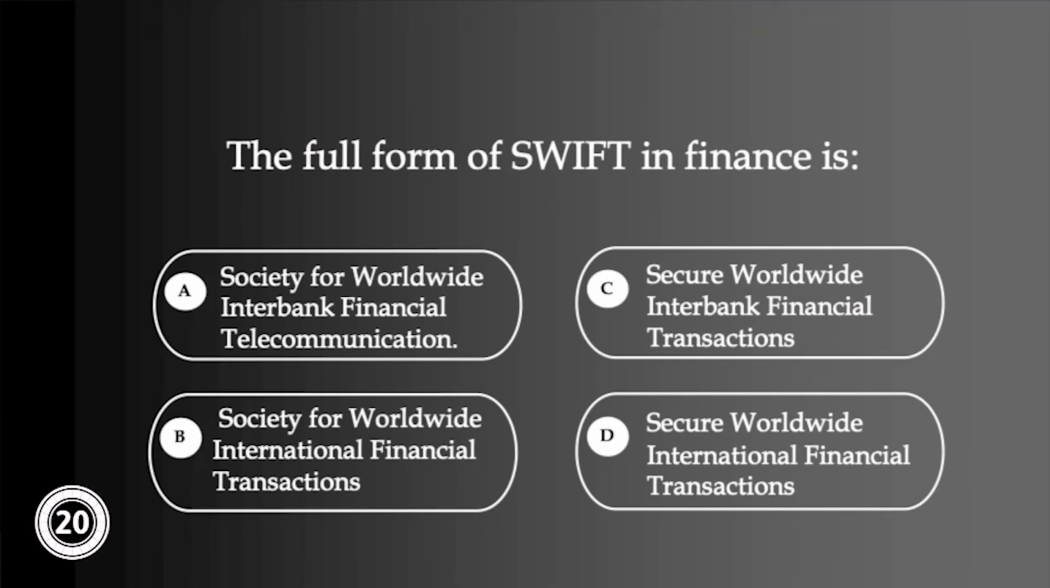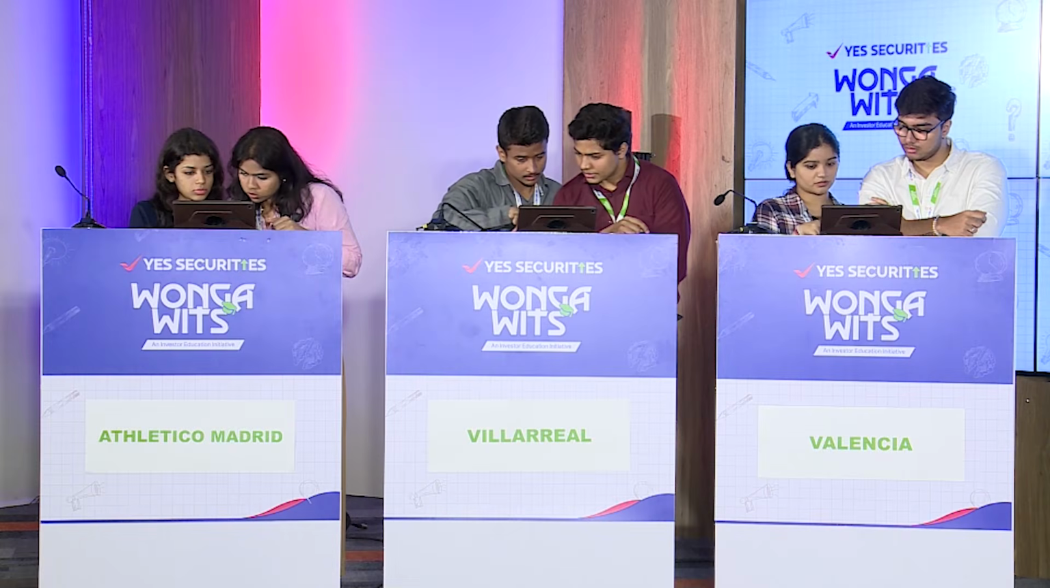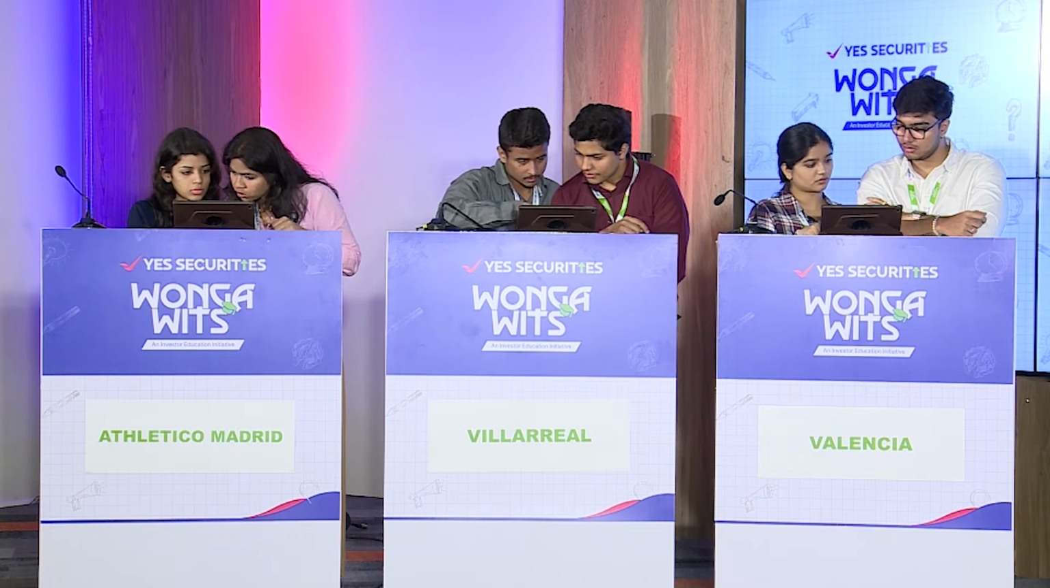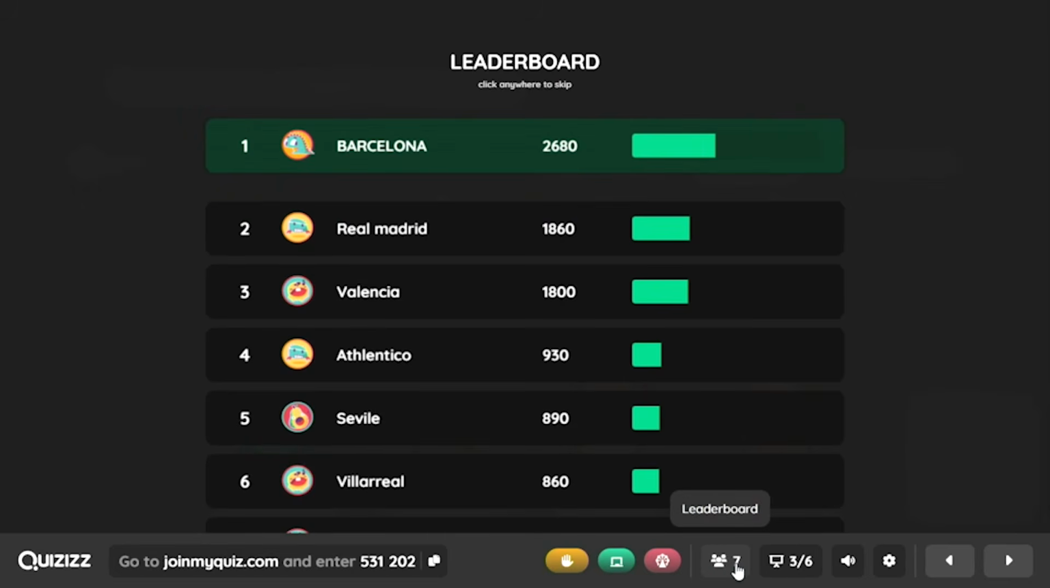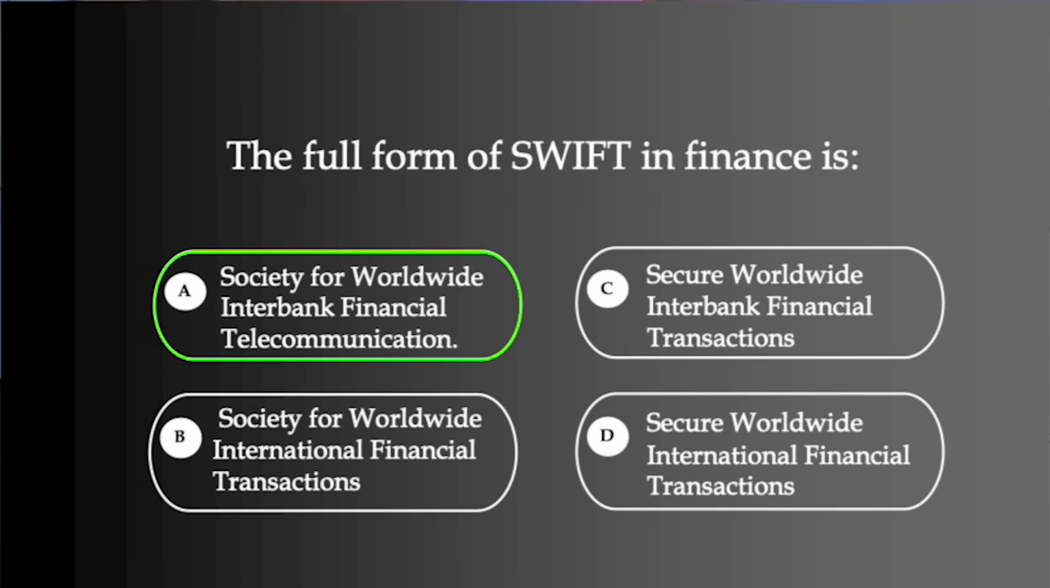What is the full form of SWIFT in finance? The full form of SWIFT in finance is. All of you have answered, but it's a tough one here, I guess. Almost all the options are similar. Only 1 of you got it right. It's Society of Worldwide Interbank Financial Telecommunications or Transactions.